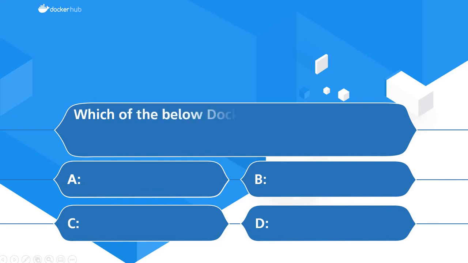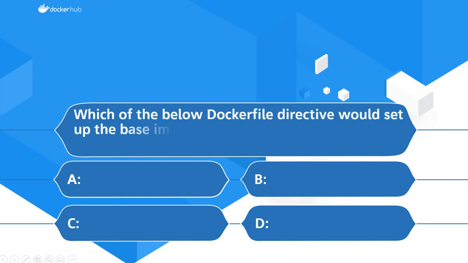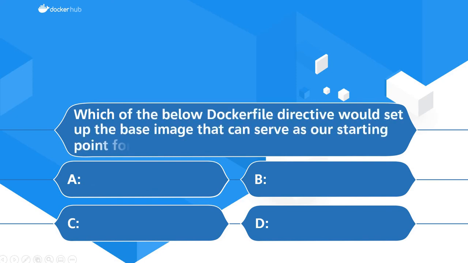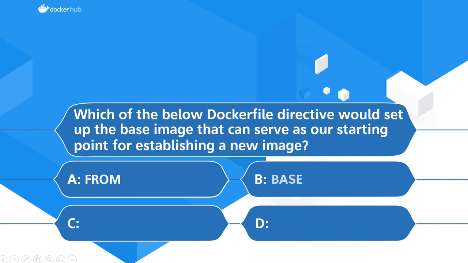Which of the below Dockerfile directives would set up the base image that can serve as our starting point for establishing a new image? A. FROM. B. BASE. C. ARG. D. START. Your time starts now.